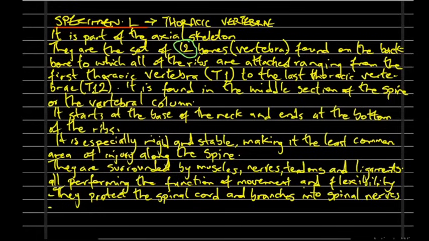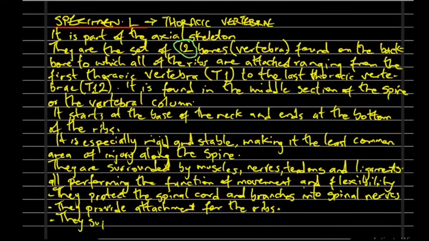We also have another function for them by providing attachment for the ribs. They are also responsible for supporting the chest and the abdomen. So these are some of the things that we need to know about the thoracic vertebrae.